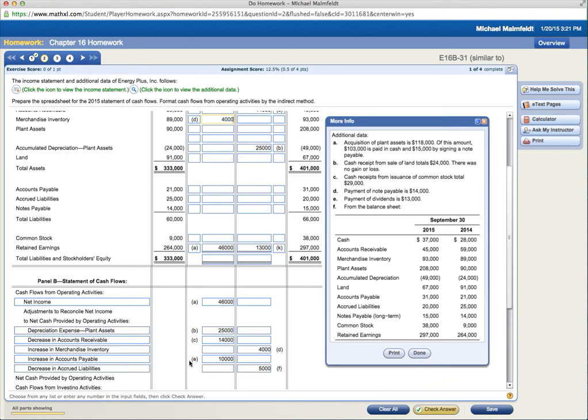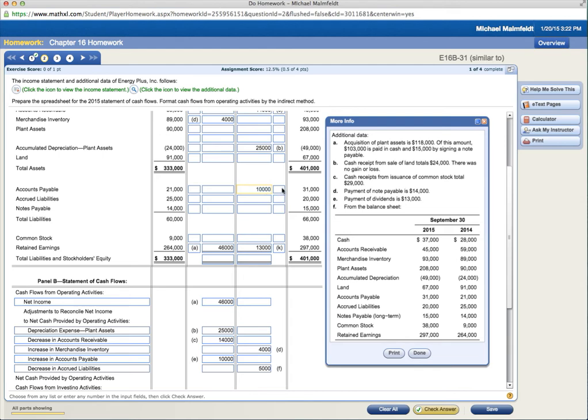Look at transaction E. We had an increase in accounts payable for $10,000. So let's look up here at accounts payable. We see that in fact it went from $21,000 to $31,000. So again, how do you record an increase in an account that carries a credit balance? You do that by crediting that same account.